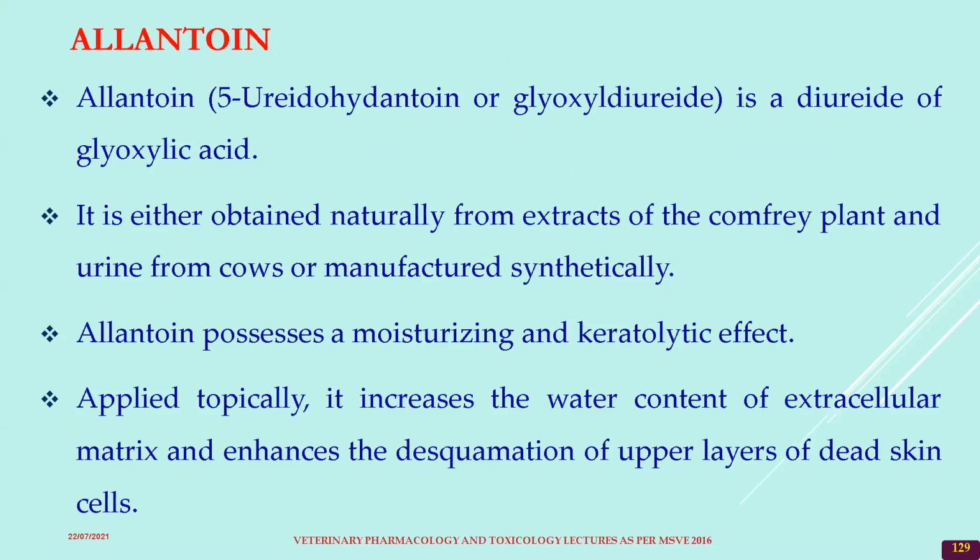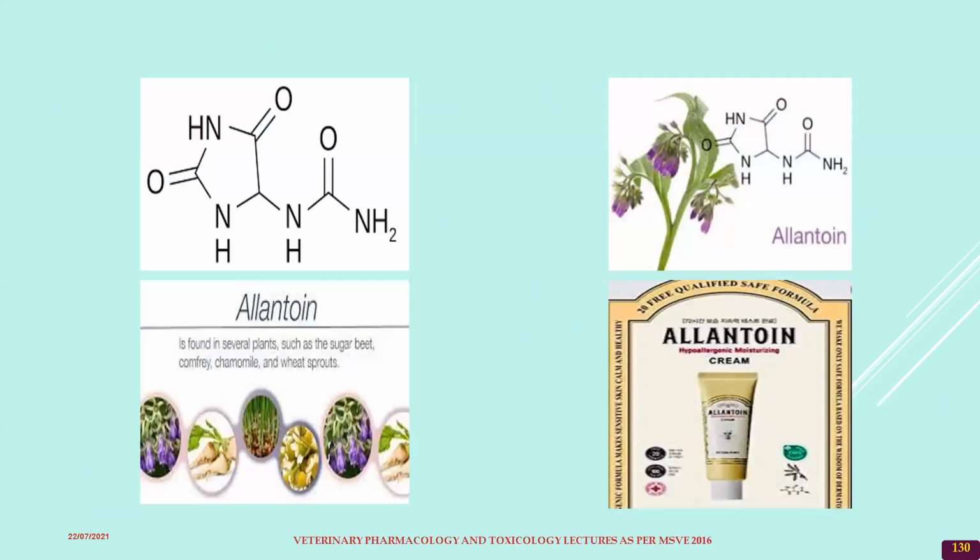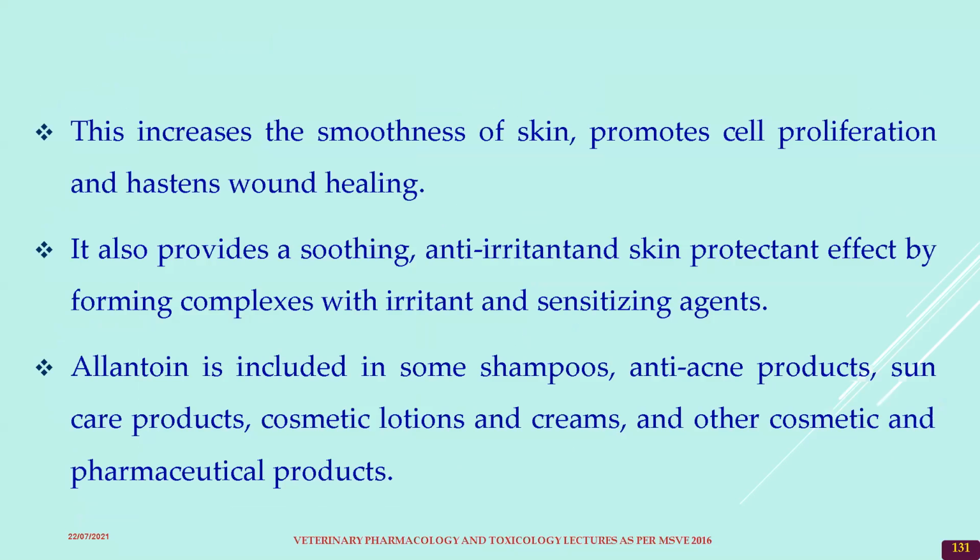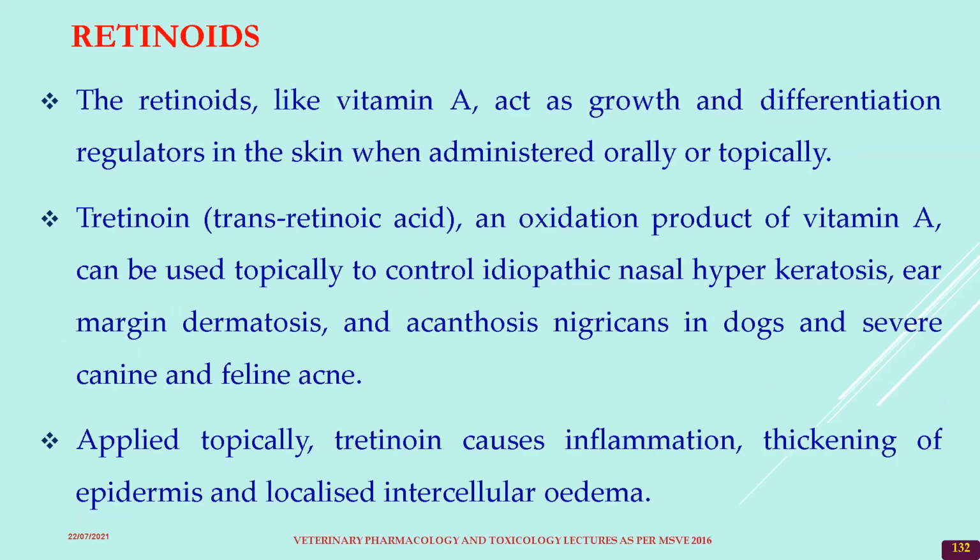So this is applied topically and increases the water content of the extracellular matrix. Varieties of allantoin are used in different creams, powders, and ointments. This increases the smoothness of the skin. Allantoin is also found in shampoos, anti-acne products, etc. Whenever you have the chance of having all these substances, please go through the individual content.